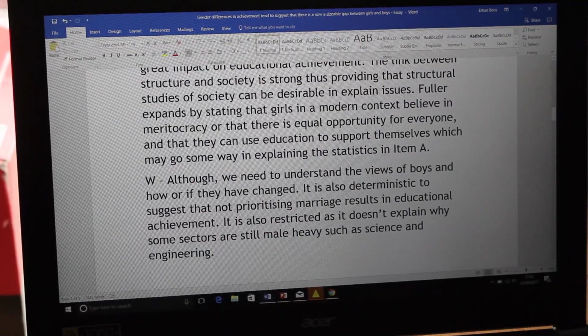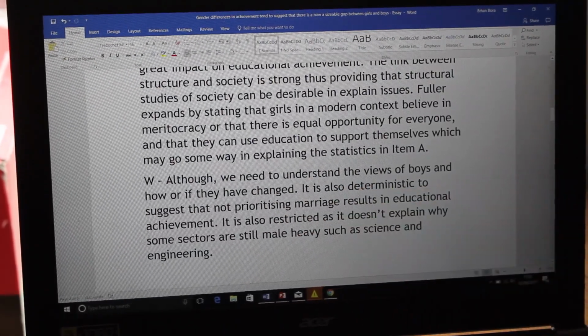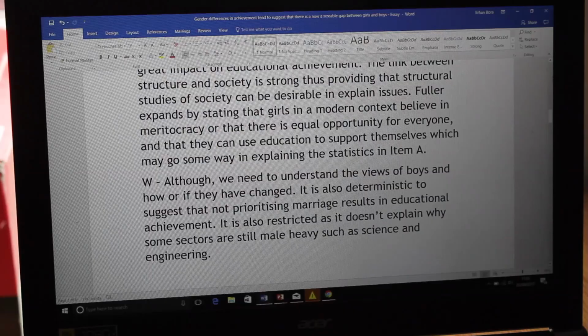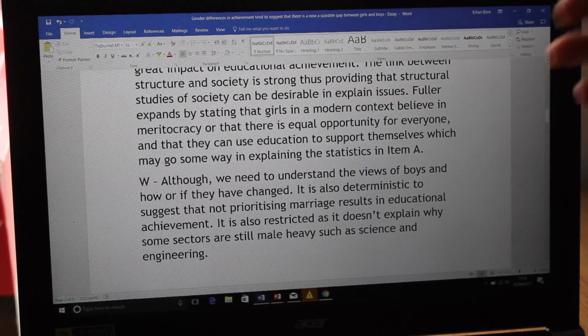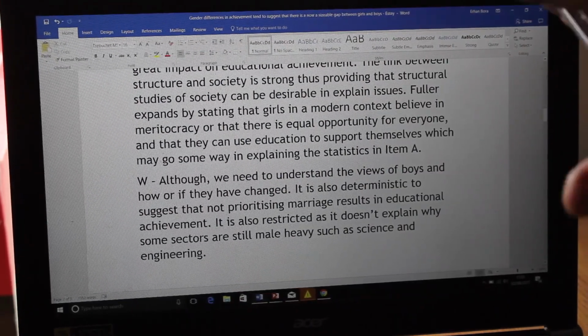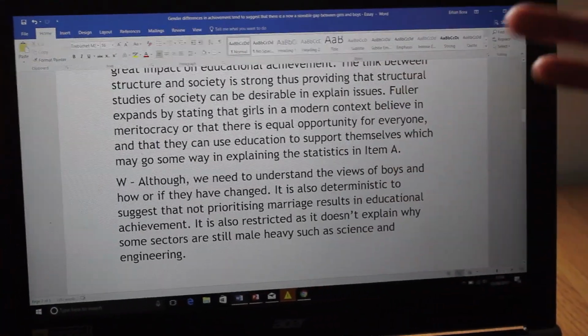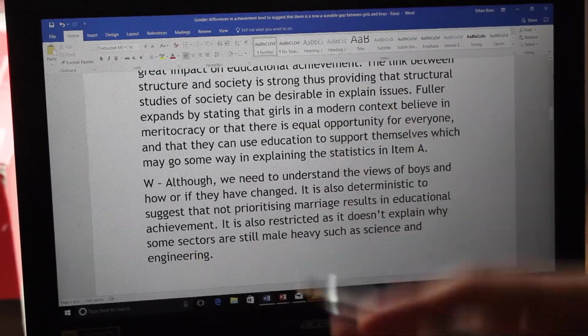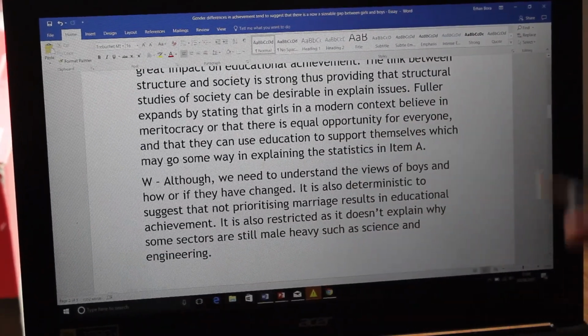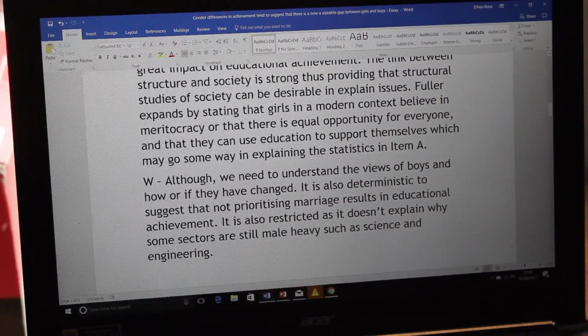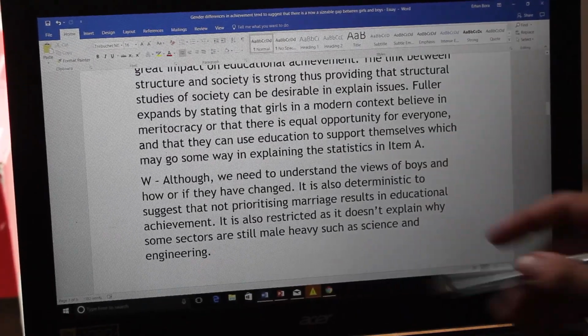Okay, the weakness. Although we need to understand the views of boys and how or if they have changed. So how have the views of the boys, of how they see themselves within society, changed? Because again, the question is asking to look at failing boys. What is happening with the boys? Why are the boys failing and why are the girls doing so well? So again, you've got to be balanced in that viewpoint.